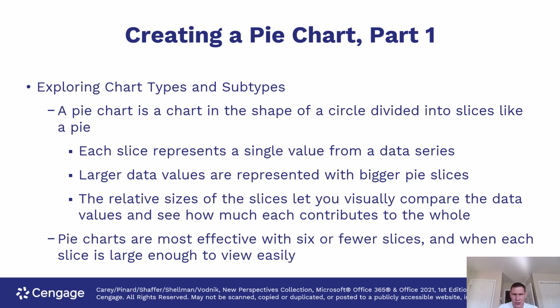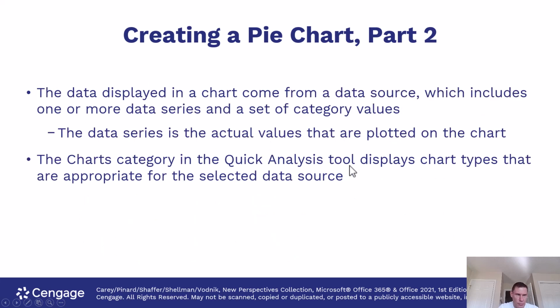So a pie chart is a chart in the shape of a circle, basically a pie, divided into slices like a pie. Each slice represents a single value from a data series. Larger data values are represented with bigger pie slices. The relative sizes of the slices let you visually compare the data values and see how much each contributes to the whole. Pie charts are most effective with 6 or fewer slices and when each slice is large enough to view easily. So 6 or fewer is probably a good rule.